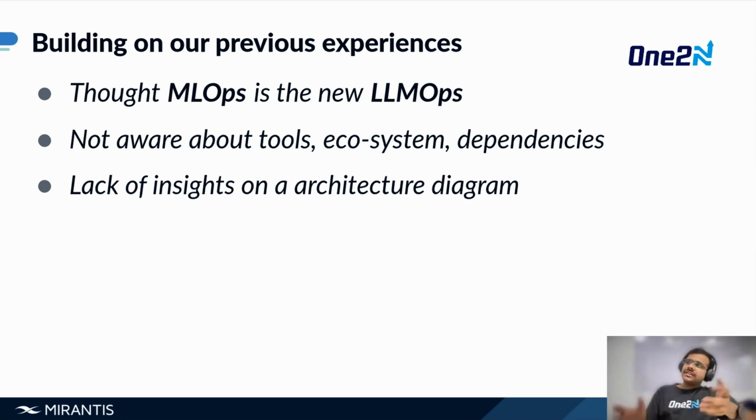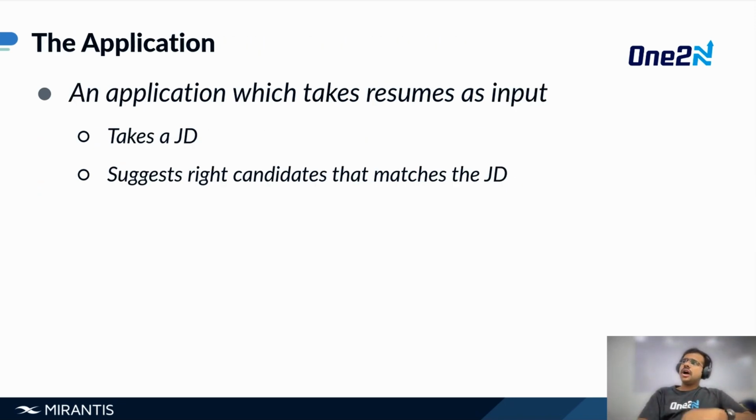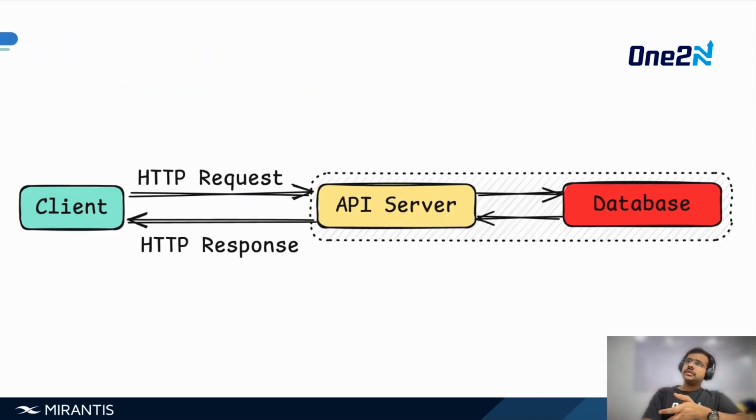We did not have an architecture diagram as well. So how was our application supposed to look? Our application was simple. We wanted to take a job description. We wanted to take a list of candidates with their resumes, and then we wanted to suggest the right candidates based on that job description. Now, coming back to drawing parallels, we thought, okay, this is how a traditional three-tier architecture web app looks.